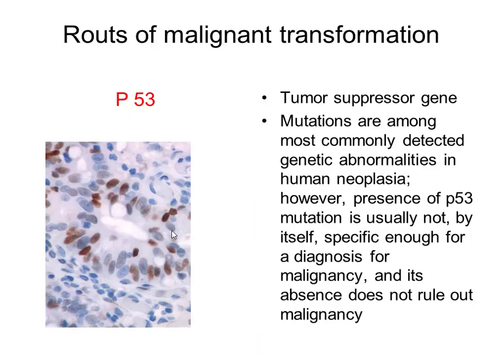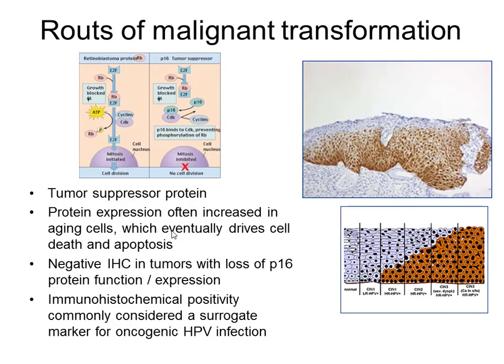Also, immunohistochemistry can be used to detect the roots of malignant transformation. Here you can see P53. It's a tumor suppressor gene. Mutations are among the most commonly detected genetic abnormalities in human neoplasia. However, presence of the P53 mutation is usually not by itself specific enough for the diagnosis of malignancy, and its absence does not rule out malignancy.